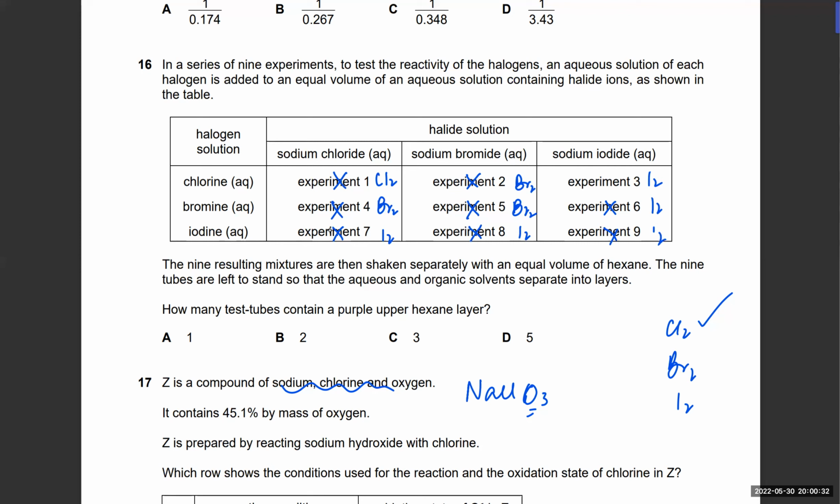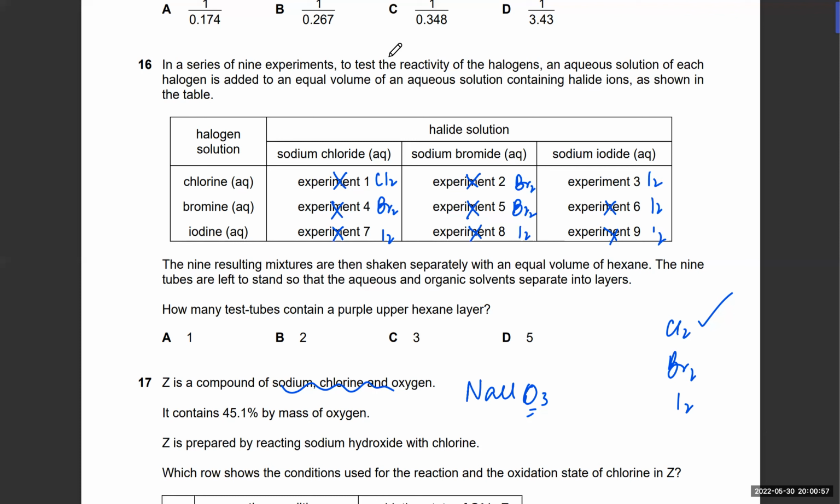So now let's move to the question. The 9 resulting mixtures are then shaken separately with equal volumes of hexane. So that's an alkane. The 9 tubes are left to stand so that the aqueous and organic solvents separate into layers. So the aqueous and organic. How many test tubes contain a purple upper hexane layer?